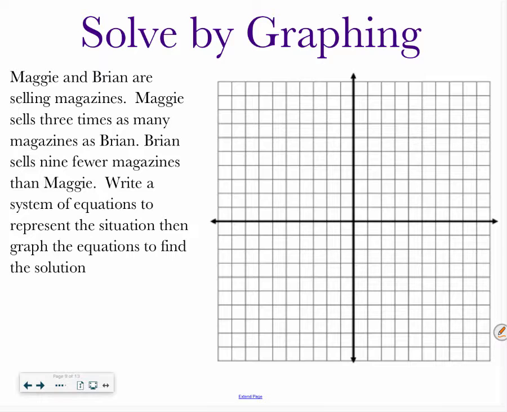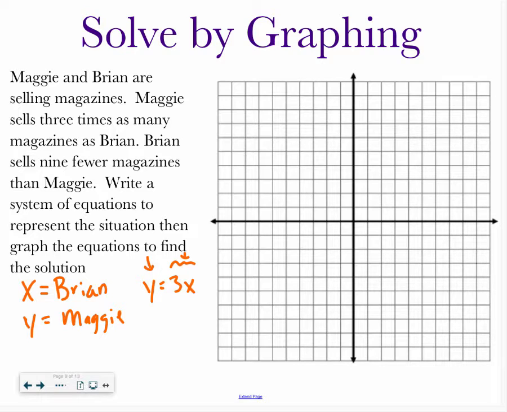Okay, so Maggie and Brian are selling magazines. Maggie sells 3 times as many magazines as Brian. So let's say we have x, and Maggie sells 3 times as many as Brian, right? So we can say y equals 3x, but that means x means Brian, and that would mean y equals Maggie, right? Because Maggie sells 3 times as many magazines as Brian.